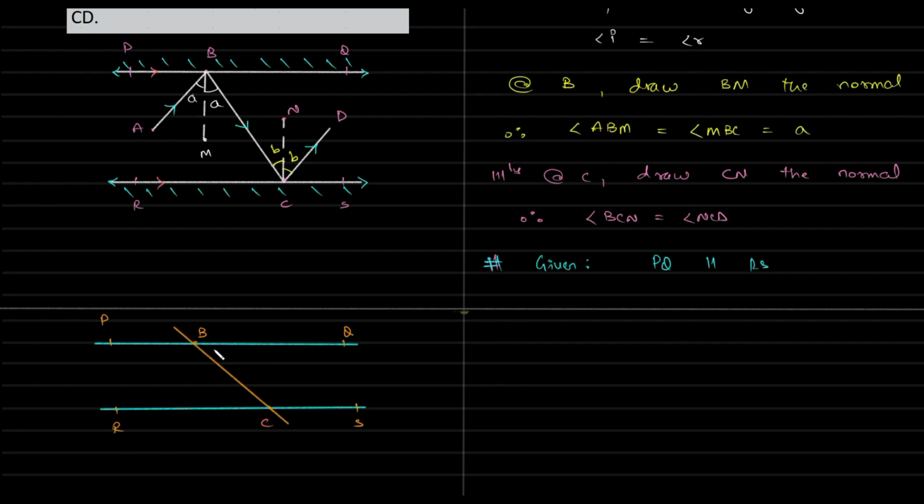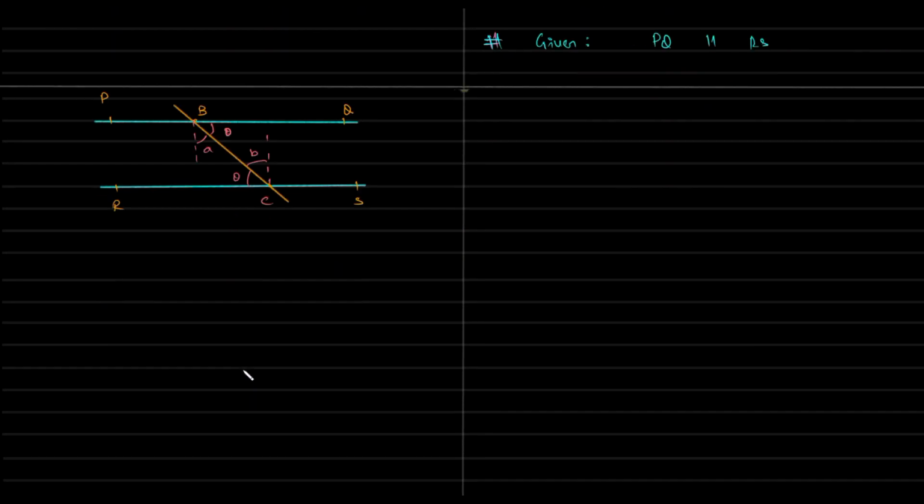We can make use of the alternate interior angles. So we'll call this theta and this is theta, right? So these two are equal. But we know that this is 90 degrees. So this is 90 minus theta and this is 90 minus theta. So basically A is 90 minus theta, B is 90 minus theta, and you are done. That's it. Okay. I'll show the writing.